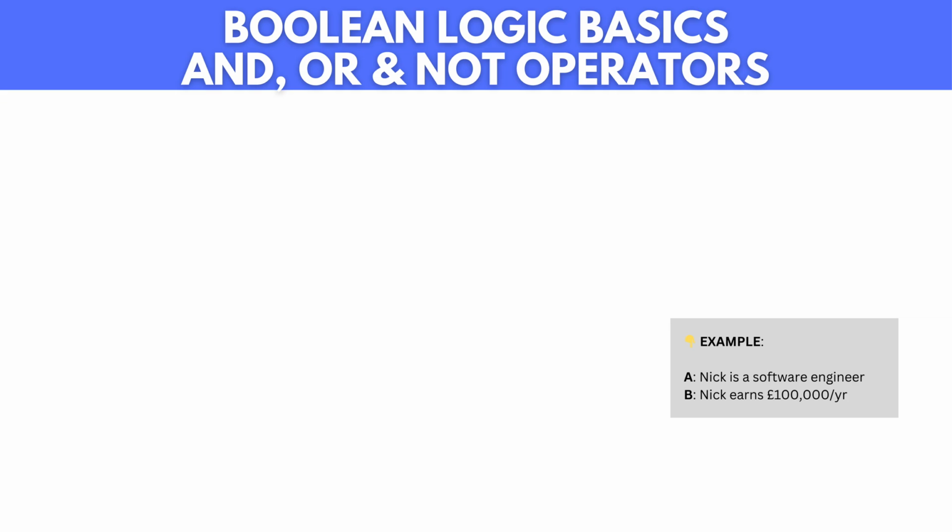Suppose we have two statements, A and B. Statement A says that Nick is a software engineer, and statement B says that Nick earns £100,000 a year. These two statements can be represented as Boolean variables, which means that both of them can be either true or false independently. So Nick can be or not be a software engineer, and he can earn or not earn £100,000 a year. But how do we represent this in terms of logical operations?